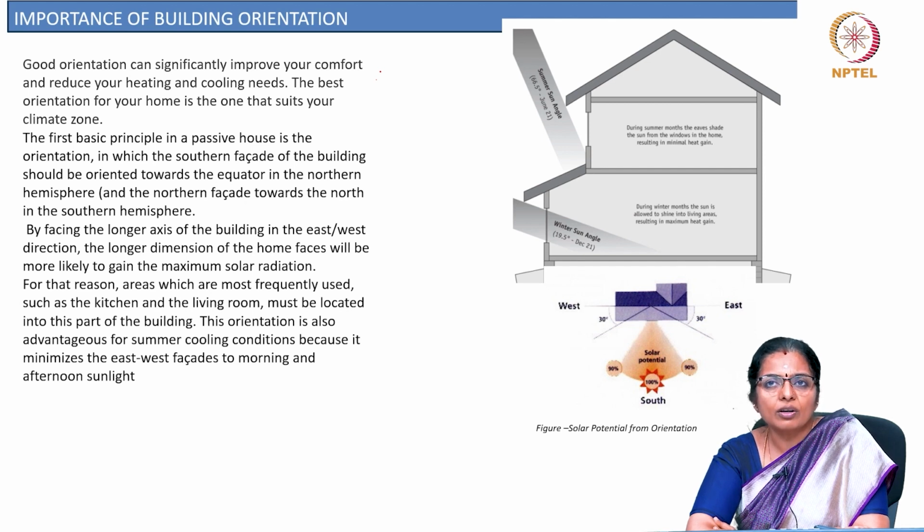By facing the longer axis of the building in the east and west direction, the longer dimension of the home it faces will be more likely to gain the maximum solar radiation. For that reason, areas which are most frequently used, such as kitchen and living rooms, must be located in the southern part of the building. This orientation is also advantageous for summer cooling conditions because it minimizes the exposure of the east-west facades to morning and afternoon sunlight.